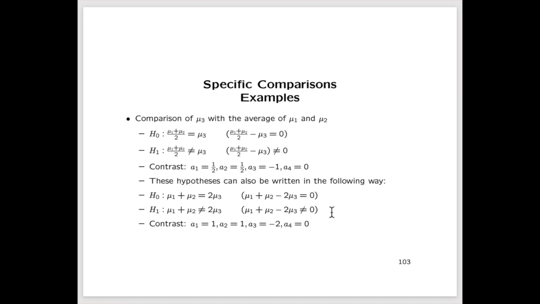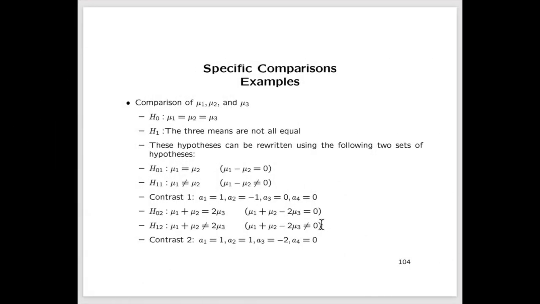And then expressed this way, the coefficients would be a1 equal to 1, a2 equal to 1, a3 equal to -2, and a4 equal to 0. And so either set of coefficients would result in the same test being performed, and so therefore the same results.